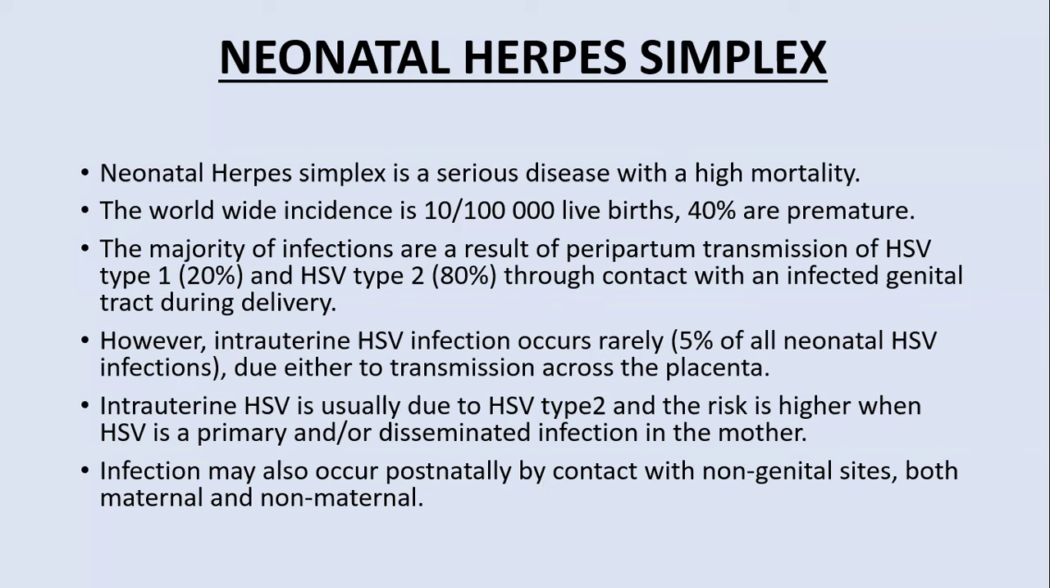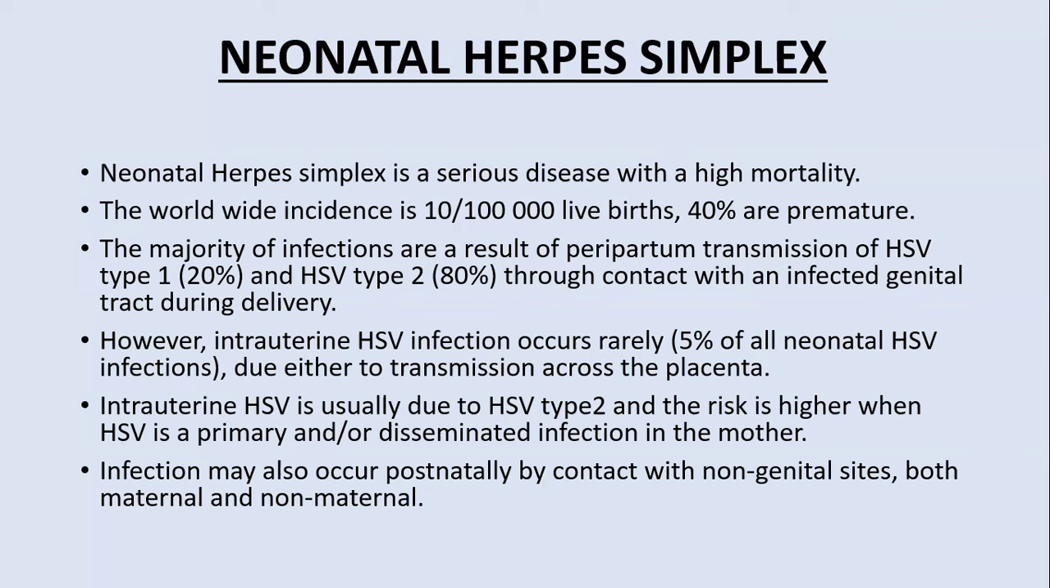The intrauterine herpes simplex virus is usually due to herpes simplex virus type 2, and the risk is higher when herpes simplex virus is primarily affecting the mother or is a disseminated infection. Infection in a neonate may also occur postnatally by contact with non-genital sites, both maternal and non-maternal.